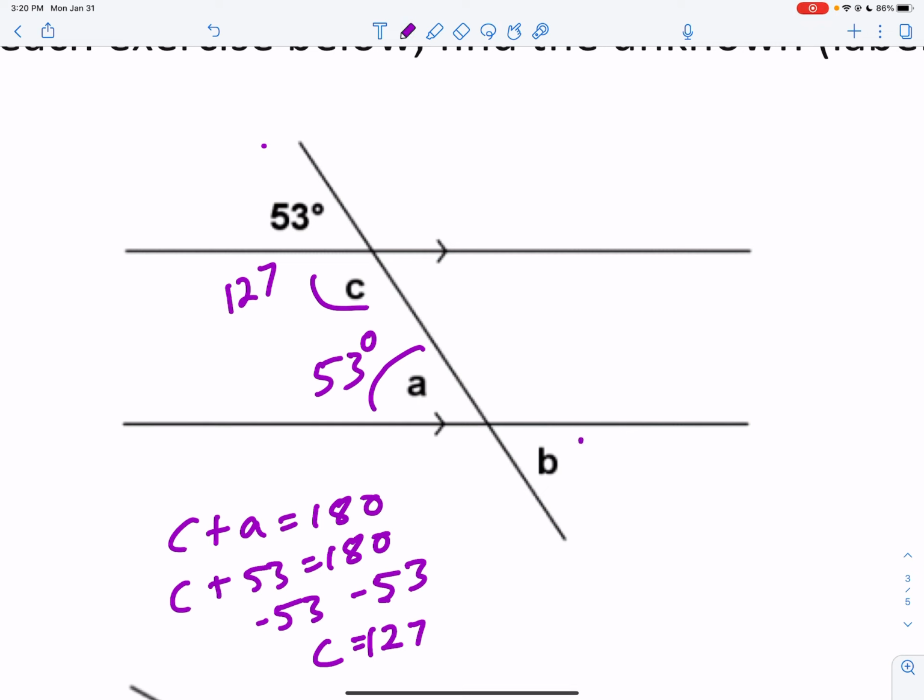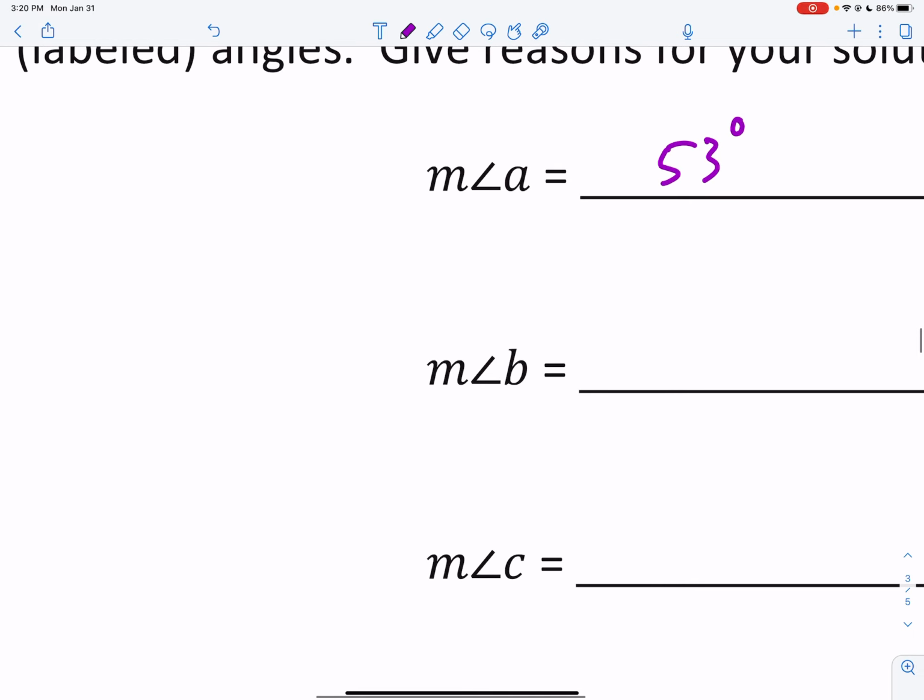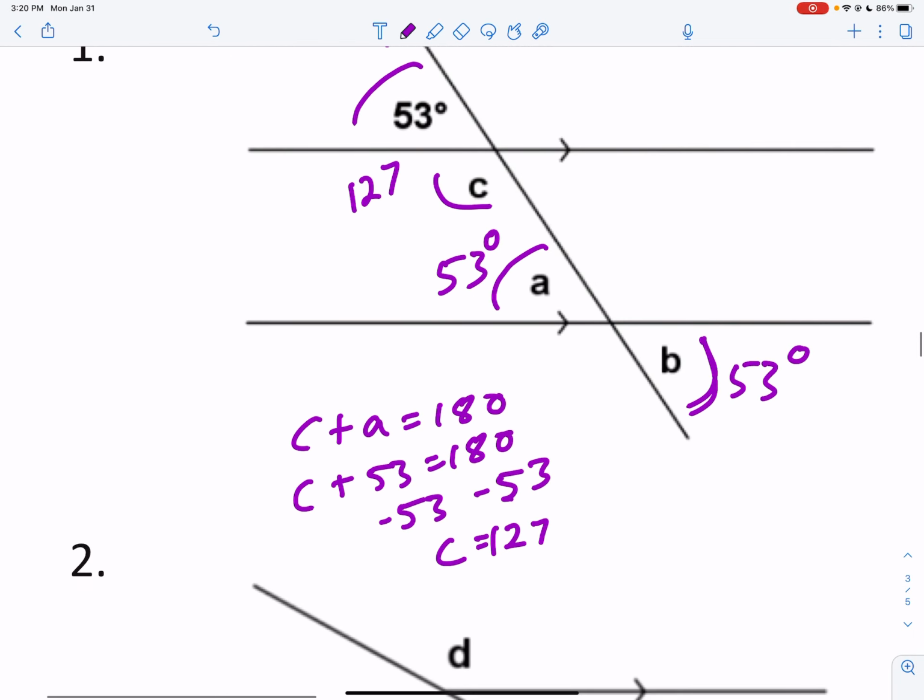Right here, you can actually just use the vertical angle theorem and say that this is also 53. These are vertical angles. If you want, you can say that alternate exterior angles are the same. There are so many ways to do these. It's wild, really.